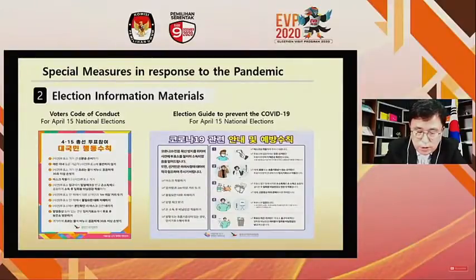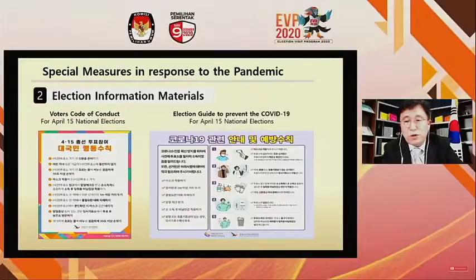The NEC made election information material to inform the voters of the code of conduct when voting for the election. It was mostly about the basic hygiene and sanitary measures they needed to follow in the polling station. We also made the election guide for voters to be informed of what kind of procedure they need to follow to vote in the polling station. Next, please.